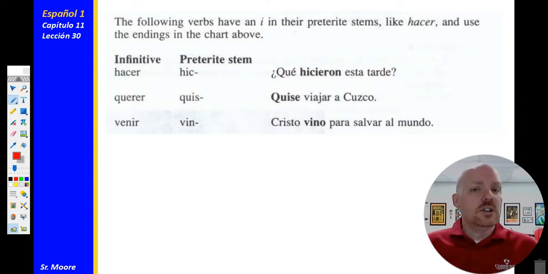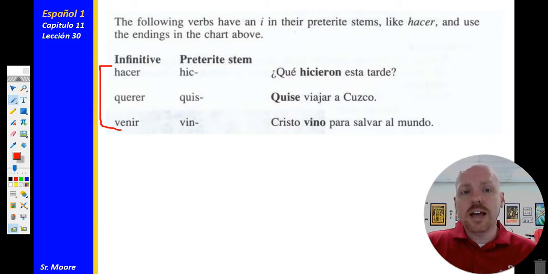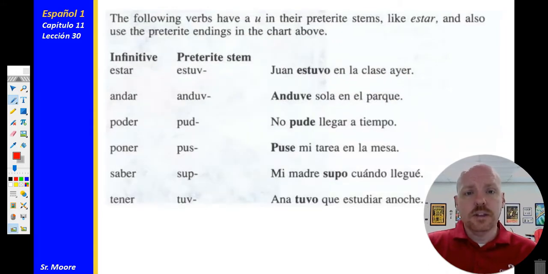And then venir, to come. Vine, viniste, vino, vinimos, vinieron. So make sure you are looking at those conjugations for these three verbs, who all three of these verbs have that I group stem change.